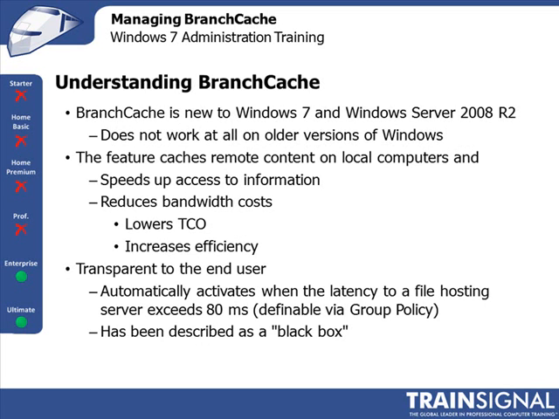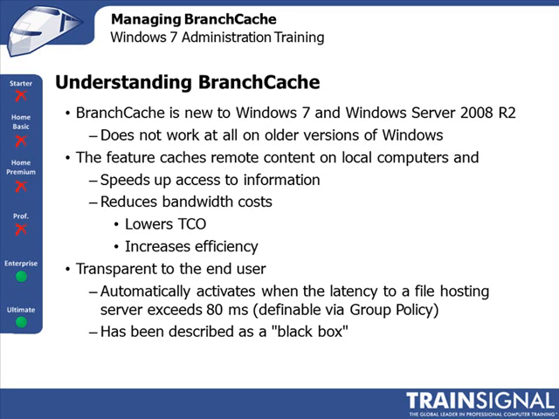So what is BranchCache? Well, first of all, BranchCache is a brand new feature found in both Windows 7 and Windows Server 2008 R2. The service does not work at all in older versions of Windows, so you really have to have the brand new infrastructure to take full advantage of BranchCache. The feature caches remote content onto your local computers and basically speeds up access to information, and that reduces bandwidth costs and personnel costs, both lowering total cost of ownership for the overall computing environment and increasing efficiency across the board. Best of all, BranchCache is completely transparent to the end user.